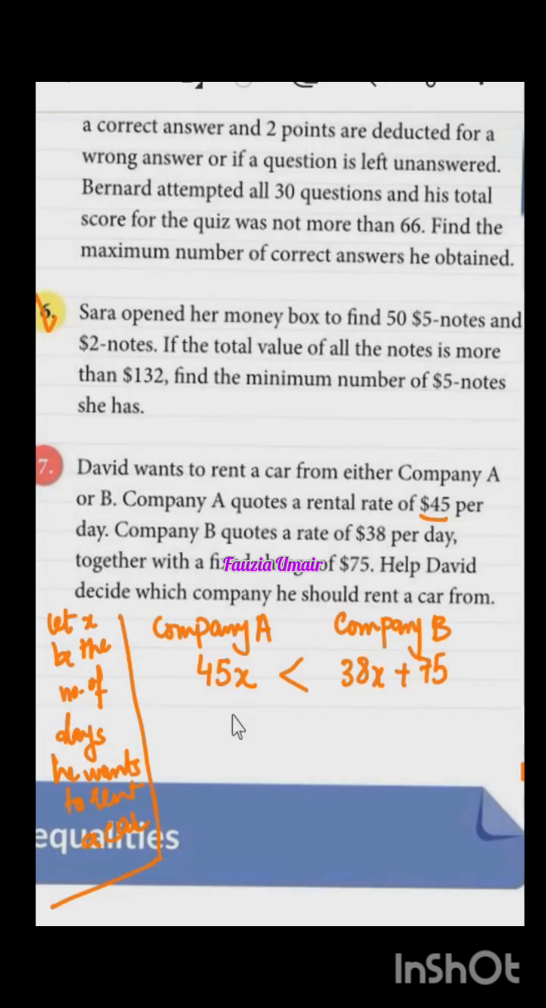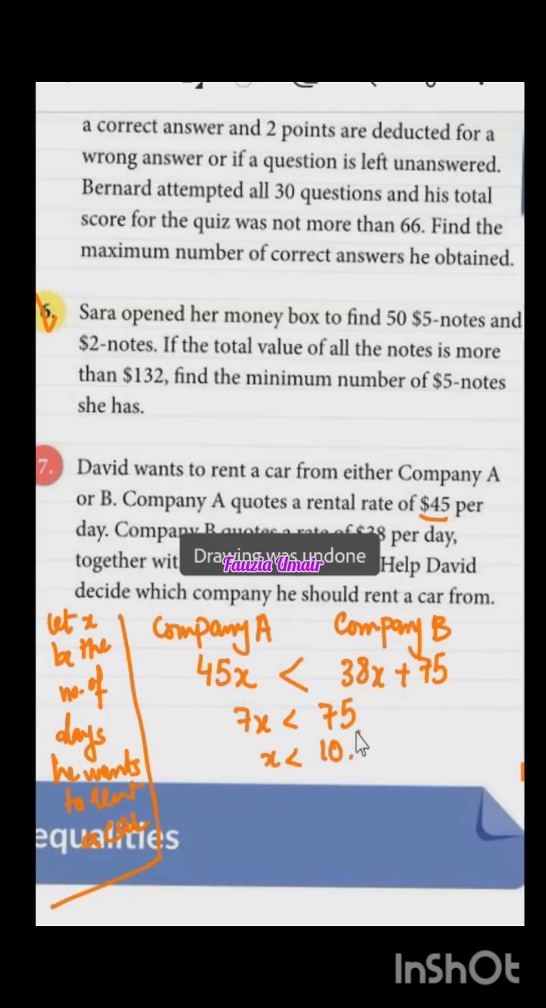So this would be 45x minus 38x, so it will be 7x less than 75. And the inequality would be x is less than 10.5. Okay, if we divide 75 by 7, 7 tens are 70 and then 50. Sorry, 10.5 नहीं, ये कितना आएगा? 10.50 होगा तो 7 sevens are 49. ठीक है, 10.7. So x is less than 10.7.